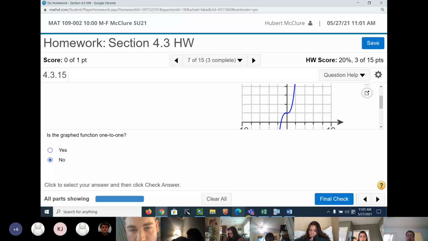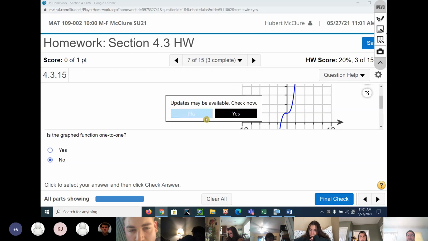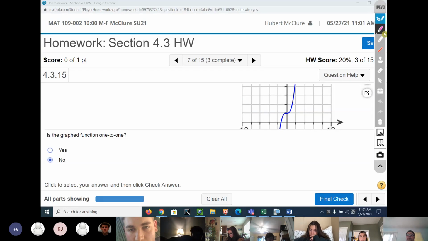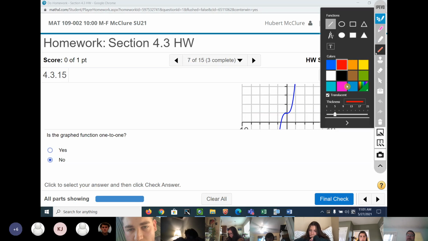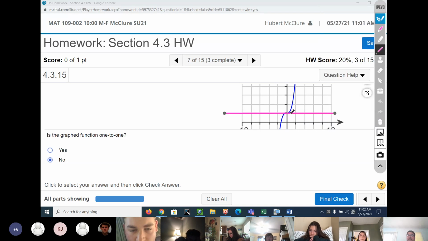If you draw a horizontal line through there, where's my line? Give me a second, guys. Let's draw it right here. Does it cross more than 1 point? Yeah, there's several points in there. There may be 1 or 2, but it's got to be more than 1. So yeah, you've got several points in there. So the answer would be no. It is not one-to-one.